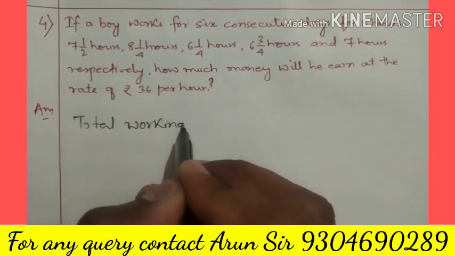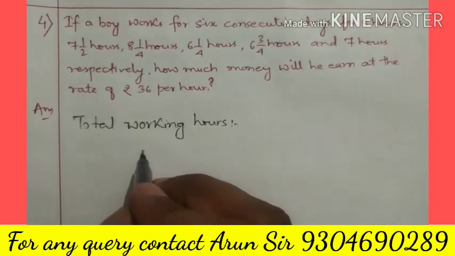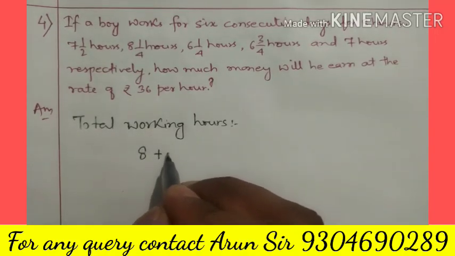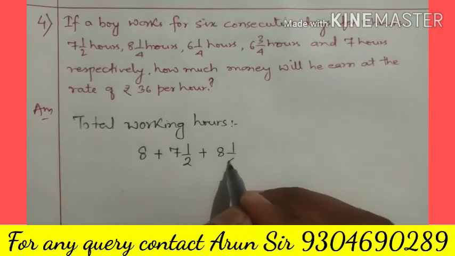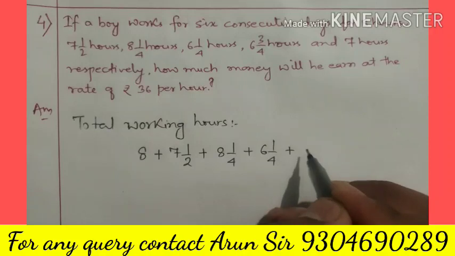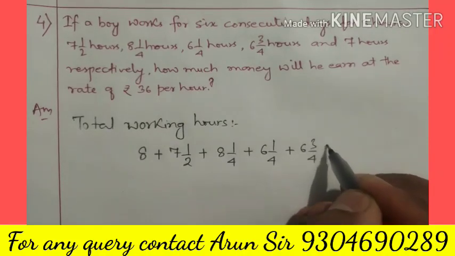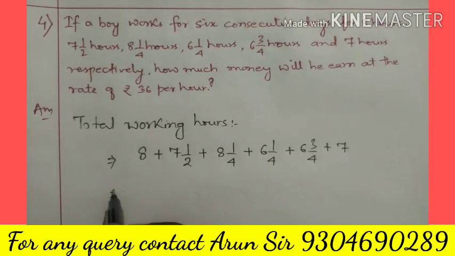First we will calculate total working hour of that boy. The first 8 hour plus 7 whole 1 by 2 hour plus 8 whole 1 by 4 hour plus 6 whole 1 by 4 hour plus 6 whole 3 by 4 hour plus 7 hour. If we will add the working hour of all 6 days, we can get the total working hour. So here we will add.